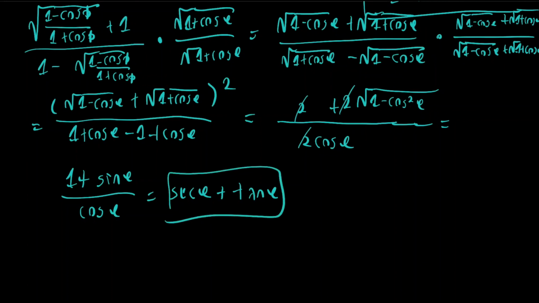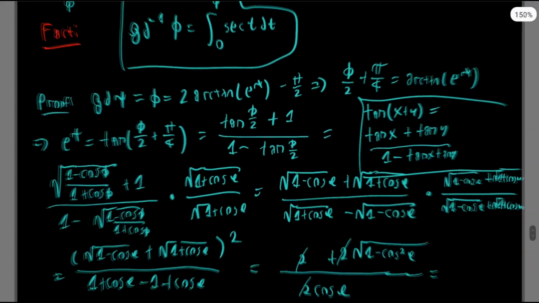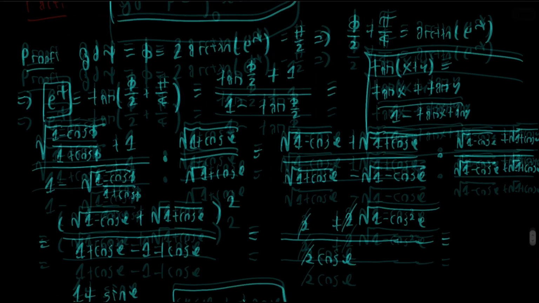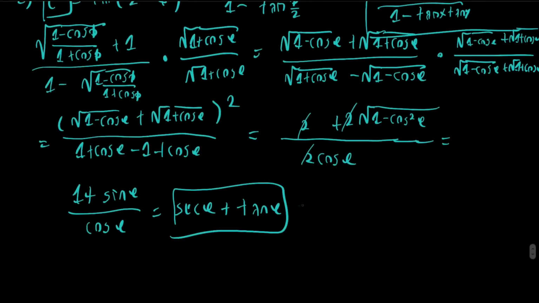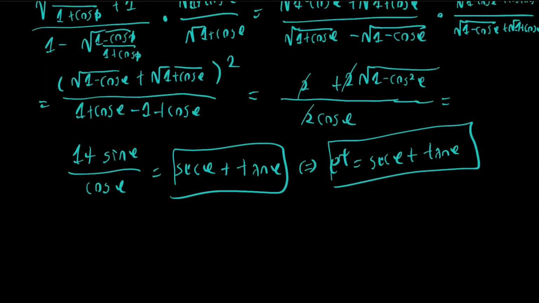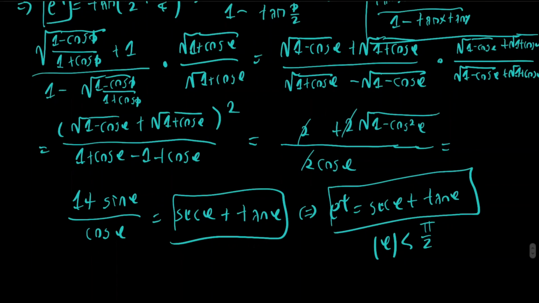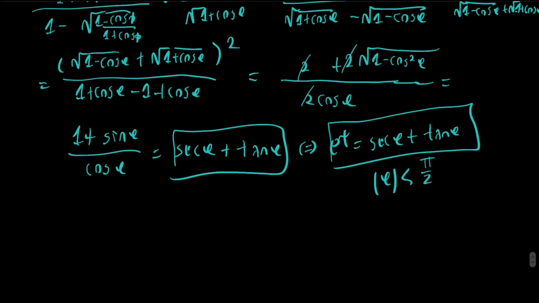So now what we have is that this is equal, by the transitivity of equality, to the exponential of psi. So bringing this down here, this is actually equivalent to saying e to the psi is equal to secant of phi plus tangent of phi. And here we should be careful and specify that our angle phi is in absolute value less than pi over 2, because of some of the manipulation that we did earlier with all the square roots.